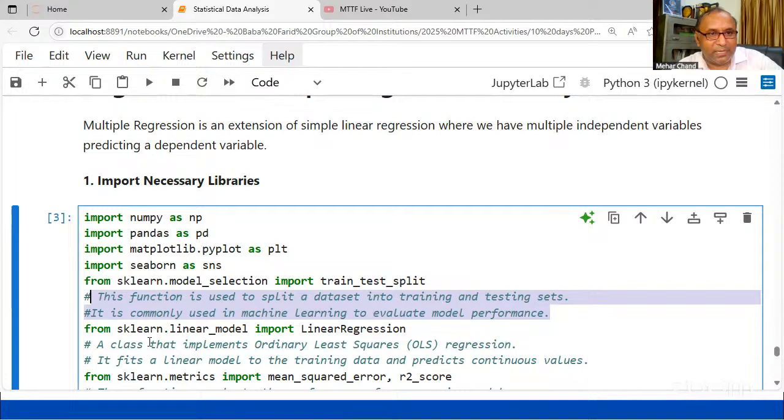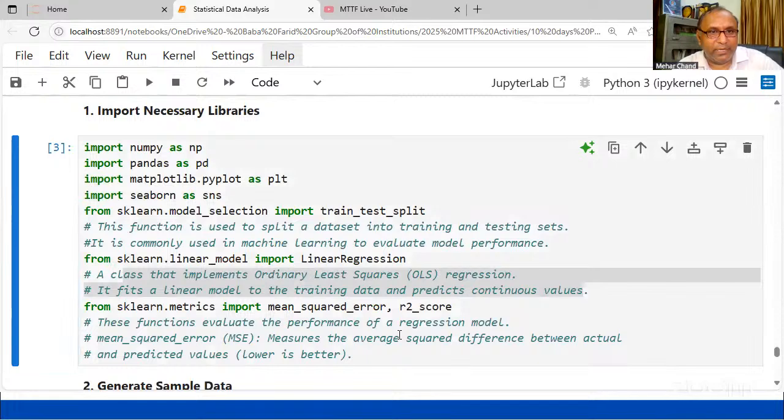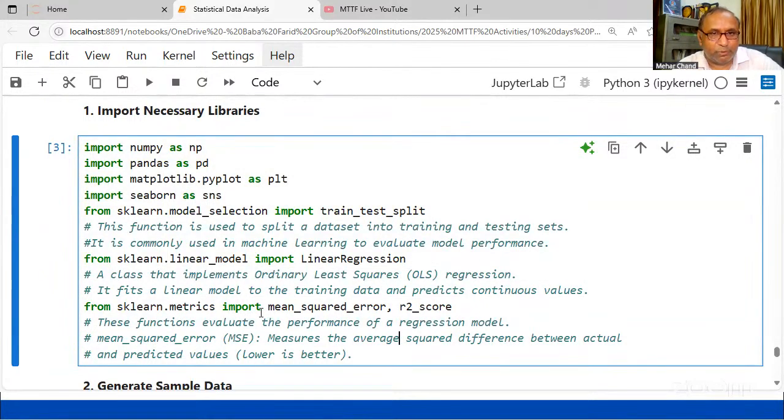Next we have sklearn.linear_model import LinearRegression. You can go through the details about this: a class that implements ordinary least squares regression, fits a linear model to training data and predicts continuous values. Then the next library is from sklearn.metrics import mean_squared_error and r2_score. Here we have two functions that evaluate the performance of the regression model. Mean squared error measures the average squared difference between actual and predicted values.